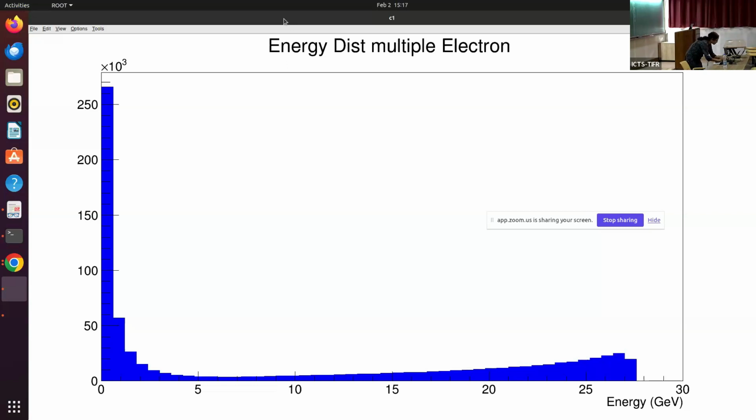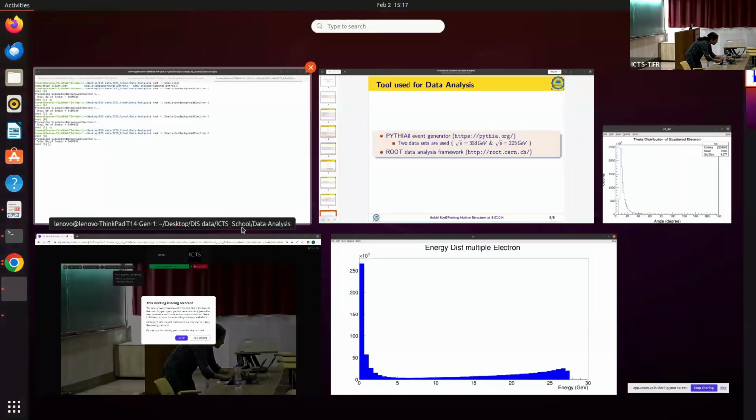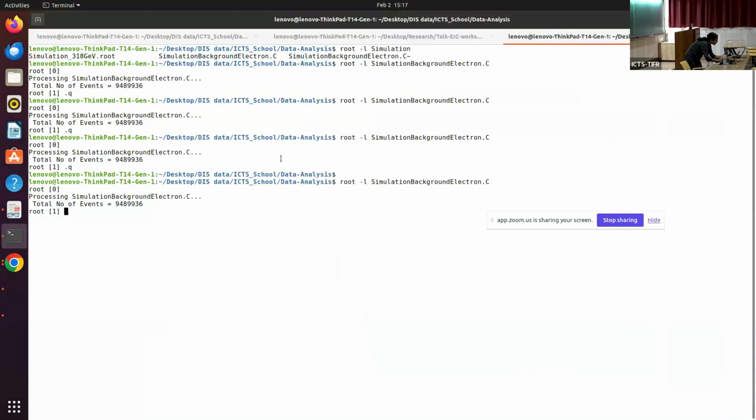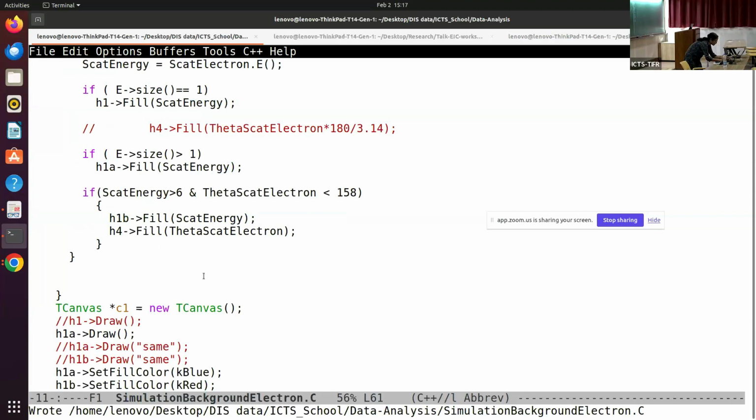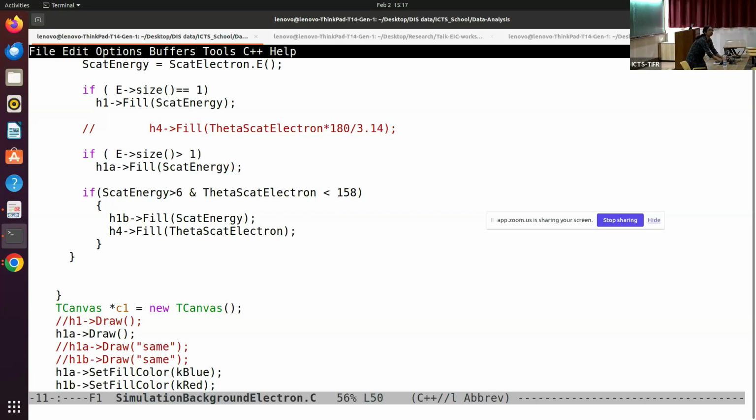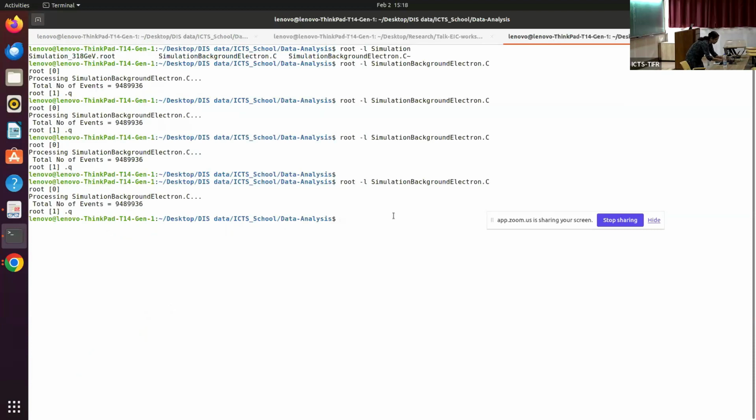Okay, so here, in the analysis, if you see my cursor position, I have written scattered energy is greater than 6. Then only you take those electrons. So I have thrown out those low energy electrons. Okay, below 6 won't come inside this. And you see, I have also written theta scattered electron less than 158. So this also I am keeping as an example. Let's go to this theta information. Okay, then you will understand.